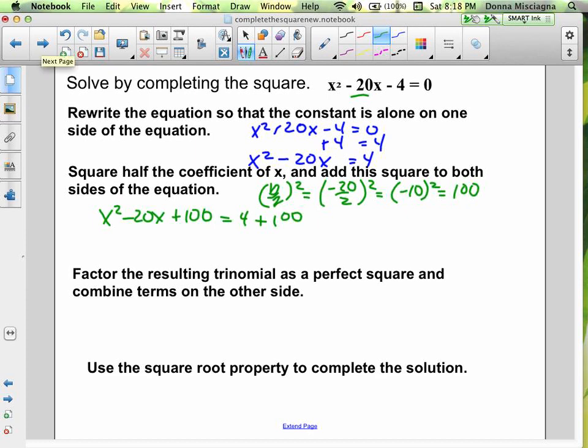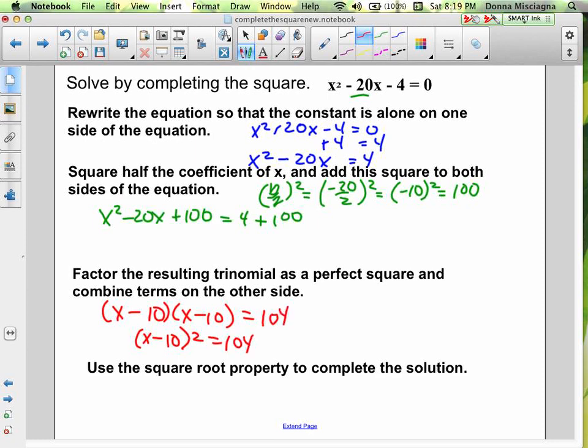We're going to factor the resulting trinomial, right? So it's going to be x, it's going to be a minus, right? Because that's a negative, and half of 20 is 10. So x minus 10 times x minus 10, or x minus 10 squared is equal to 104.